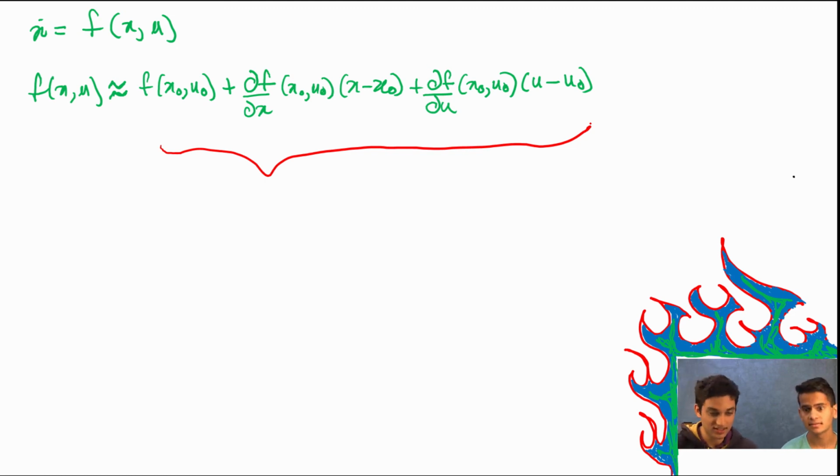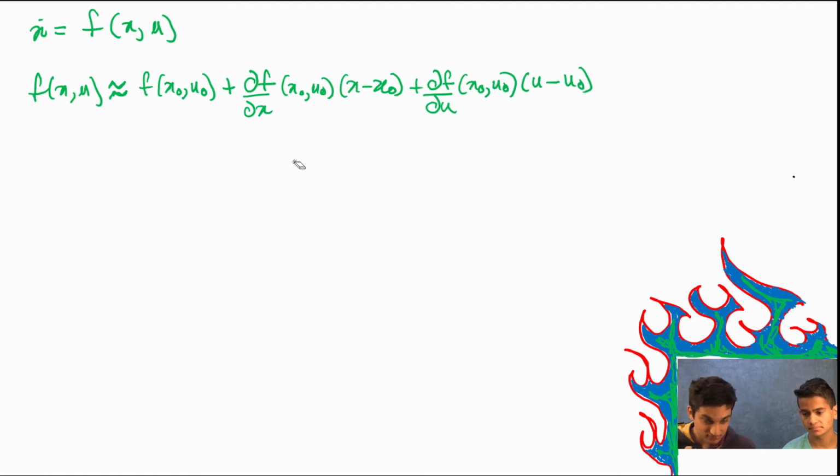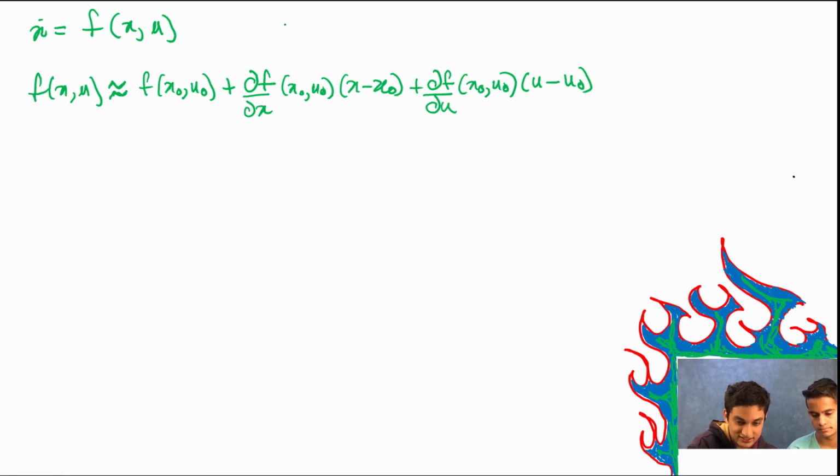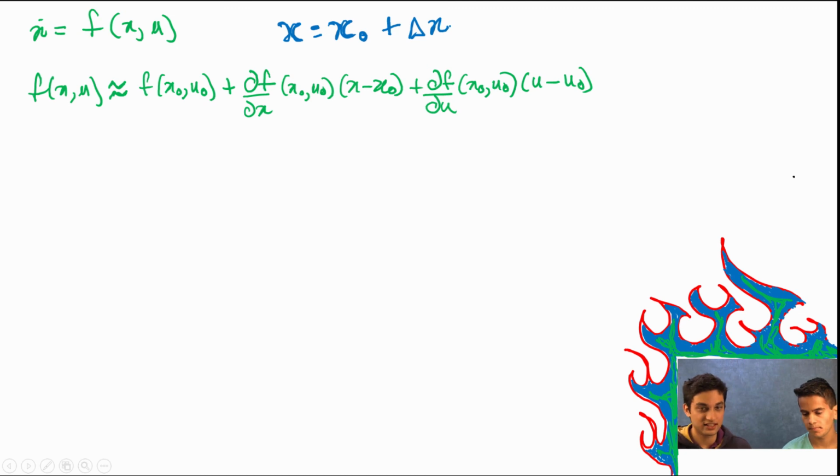That makes sense. Cool. Okay, so here's probably one of the tricky parts. Let's say, I'm going to change colors. Blue is good. So let's say x, our state, is equal to x0, our ideal state, plus delta x, which is a deviation from the state. An important thing to note is that x, x0, and delta x are functions of time.